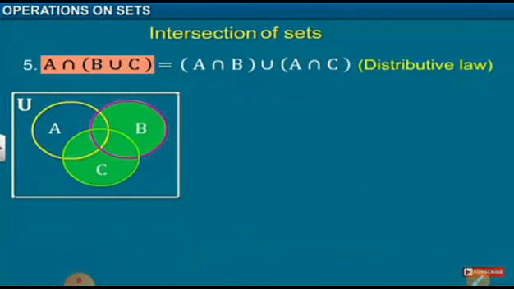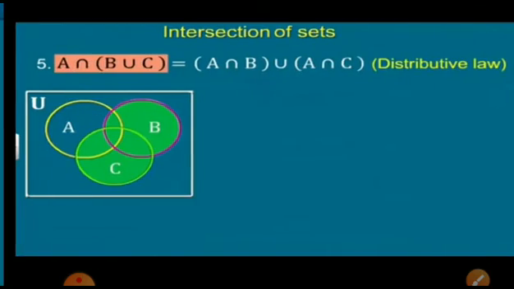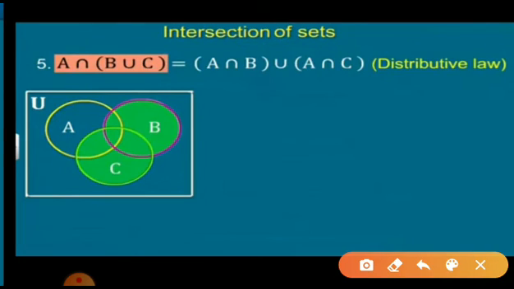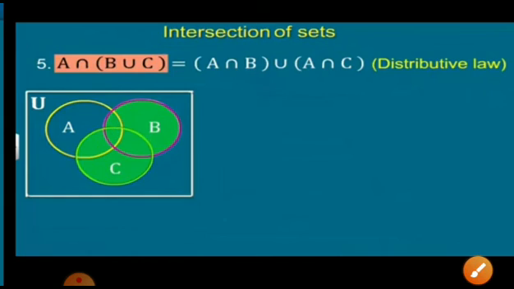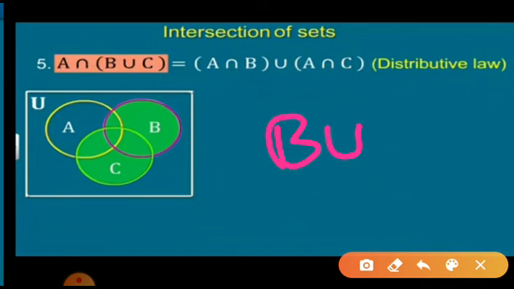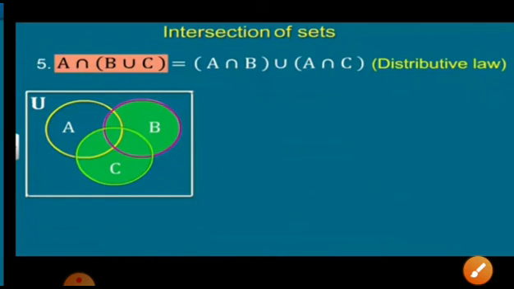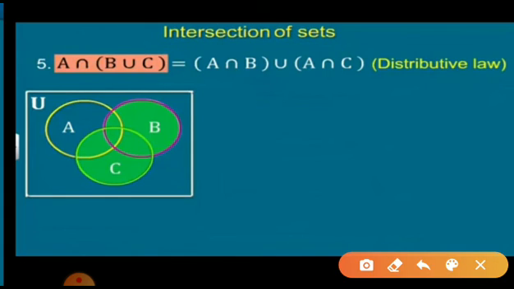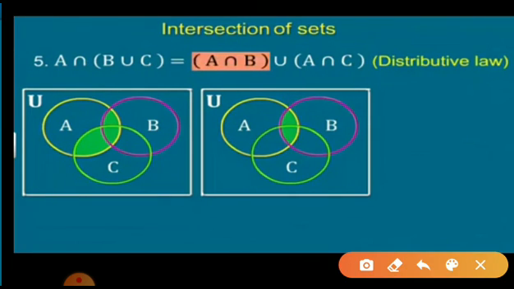Now, can you guess what this figure is? This shaded region: this is my B and this is my C. I have shaded B and C, so that is nothing but B union C. Now if I take A intersection (B union C), that means the part common to A as well as to B union C, which is that part. So this will be my LHS.